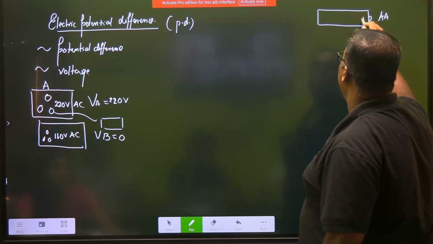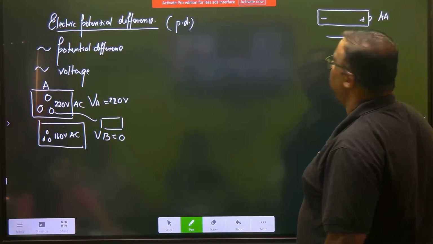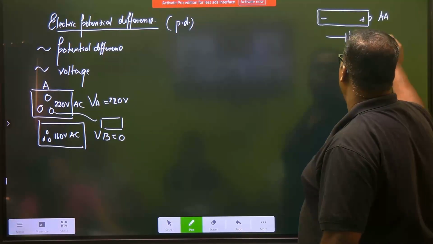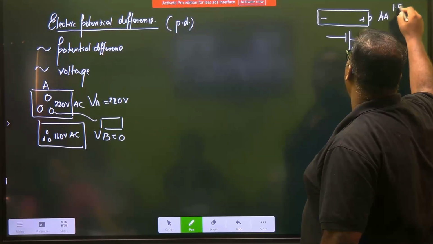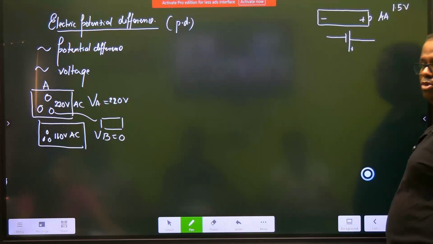So this is always the plus side. This is the minus side. We will see all these and the symbol is shown in this manner. Okay. This is the plus side. Now this has a potential difference of 1.5 volt. A new cell, if bought from the market, should always show 1.5 volt if you connect it.